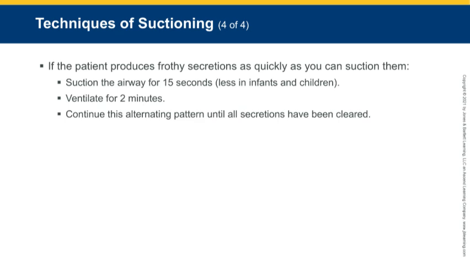If a patient has excessive frothy secretions, suctioning alone may not be enough. In this case, alternate between 15 seconds of suctioning and 2 minutes of ventilation. This ensures that oxygen is continuously supplied to the patient while the airway is gradually cleared.